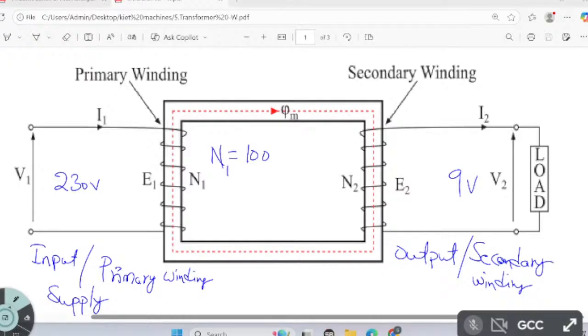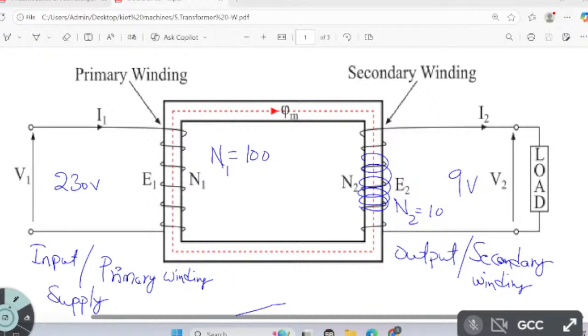So in order to get 9 volts, simply by seeing you can say: 200 turns for 230 volts, 9 volts, how many turns? Maybe the turns are very less. N2 turns are there, na? These turns are very less, maybe 10 or even less than 10. So how many turns am I winding? Less turns.